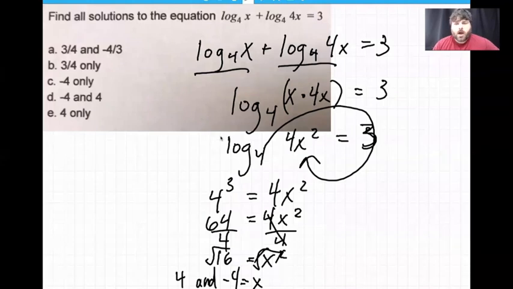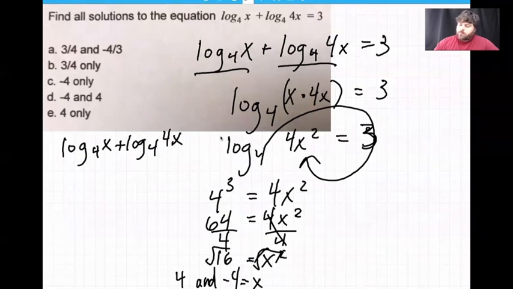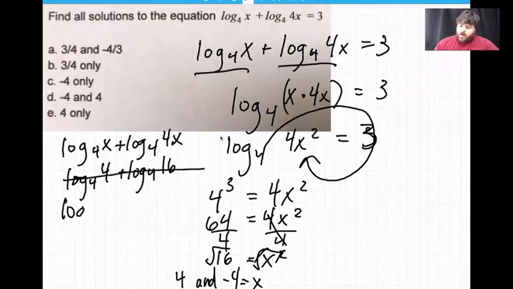Okay, you got to remember with logarithms, you have to test your answers. So go back to the very beginning. Log base 4 of x plus log base 4 of 4x. When I plug in positive 4, I get log base 4 of positive 4 plus log base 4 of 16. Those are okay because they're positive numbers inside the logarithm. But when I plug in negative 4 for x, I get log base 4 of negative 4. All of a sudden, you cannot do log base 4 of negative 4. It will not work. That means negative 4 is what we call an extraneous solution.